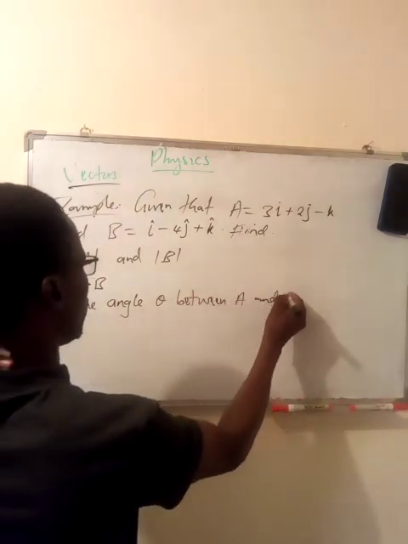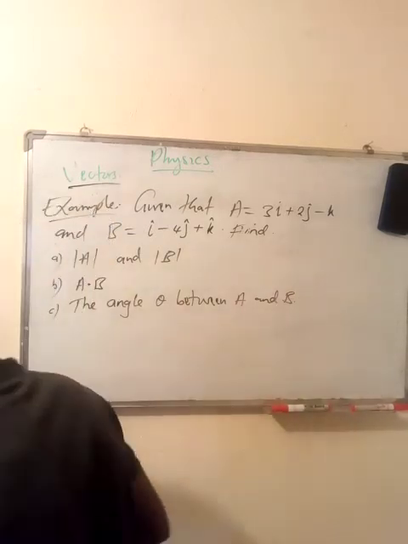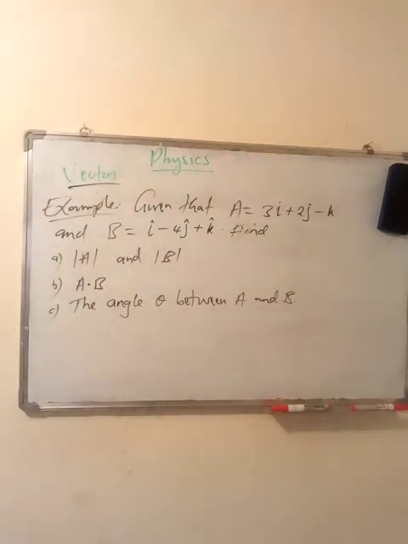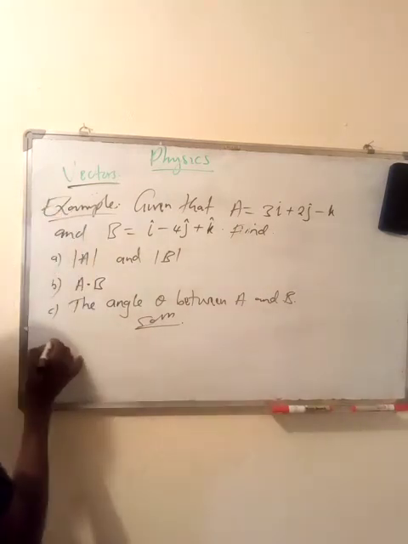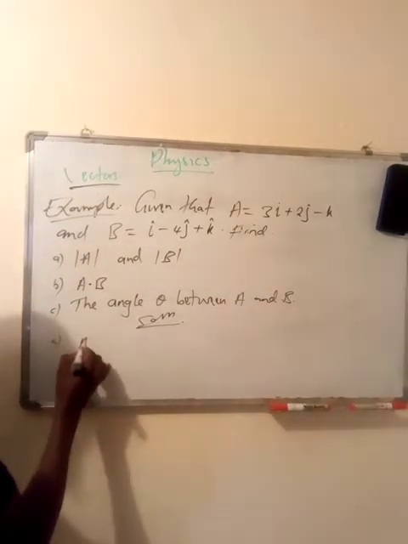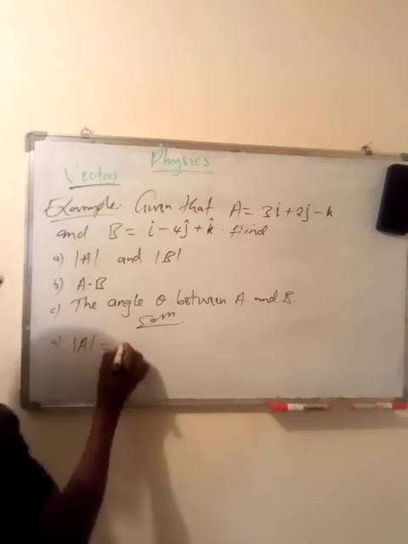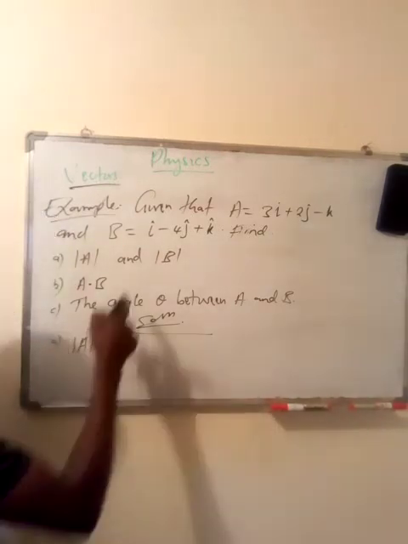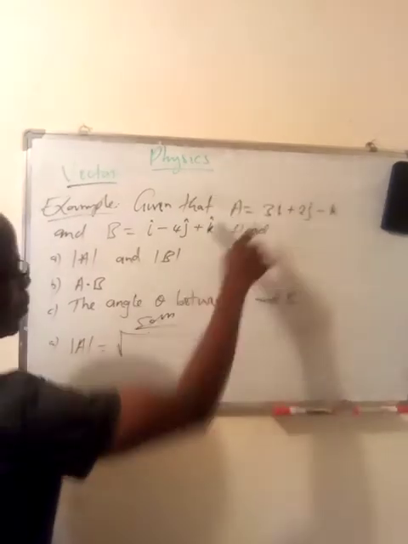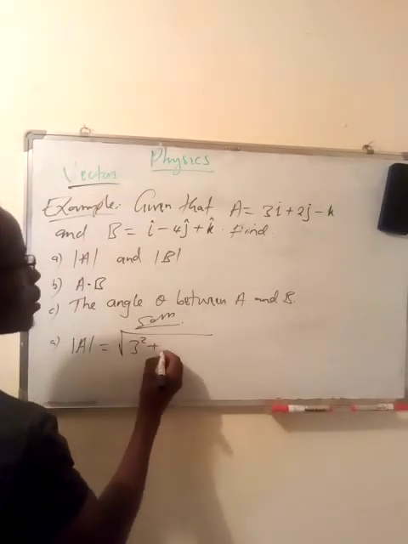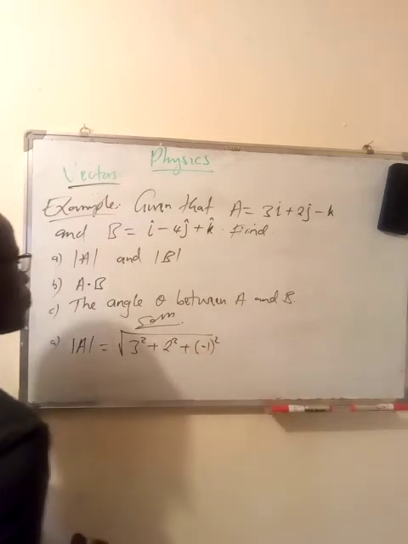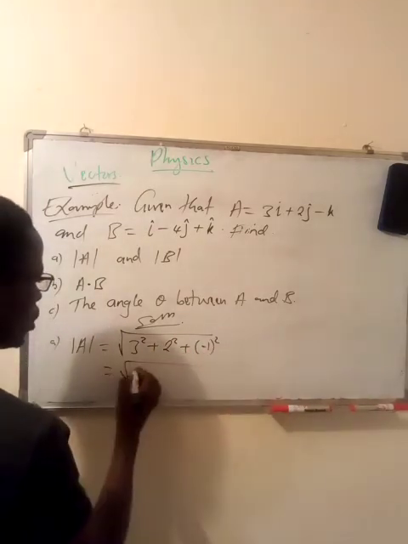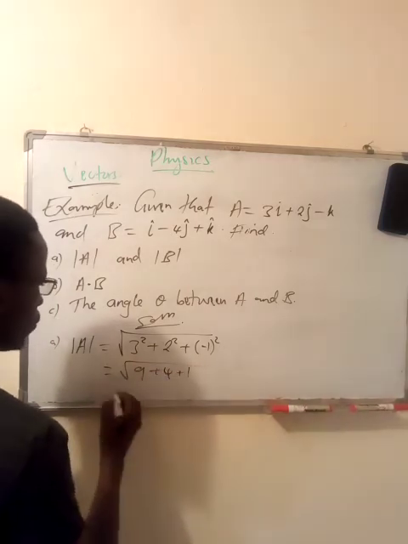So 3 by 1 is 3, and then we have i dot i. Then 3 by negative 4 is negative 12, and then we have i dot j. Then 3 by 1 is 3, and then we have i dot k.